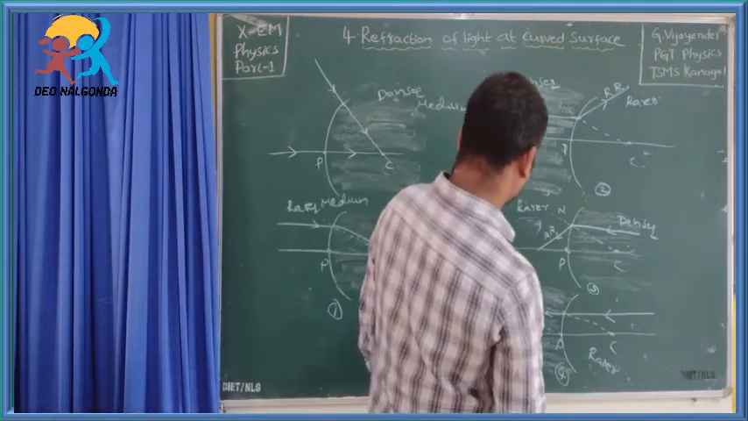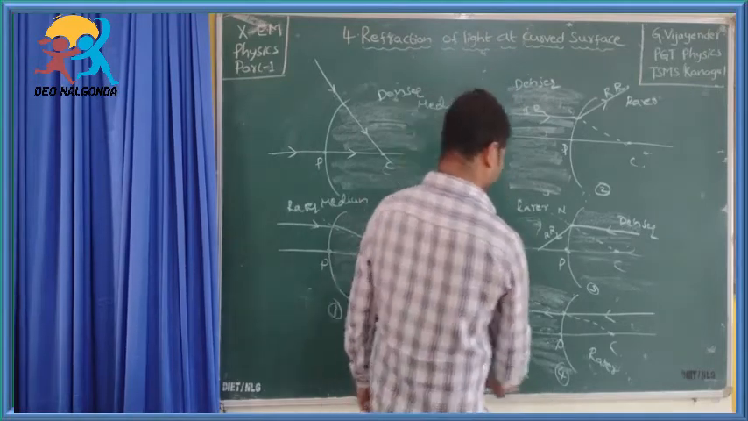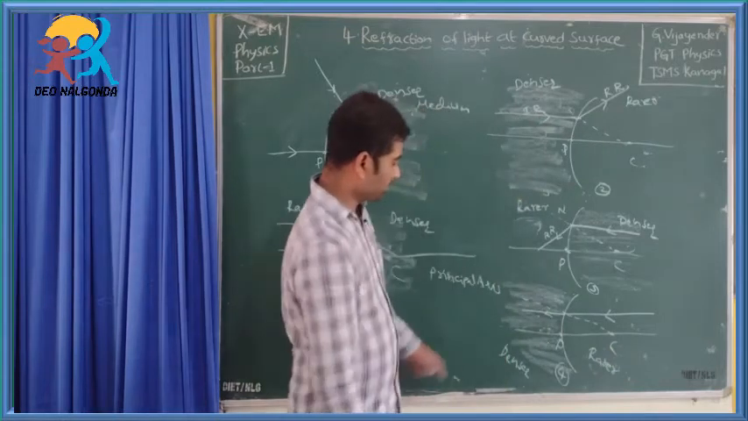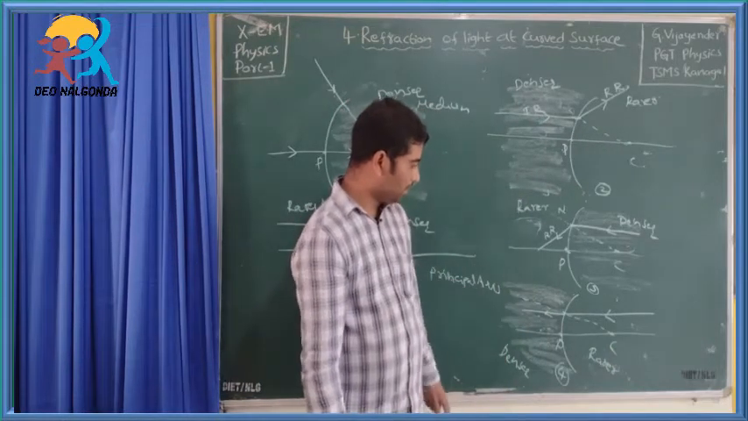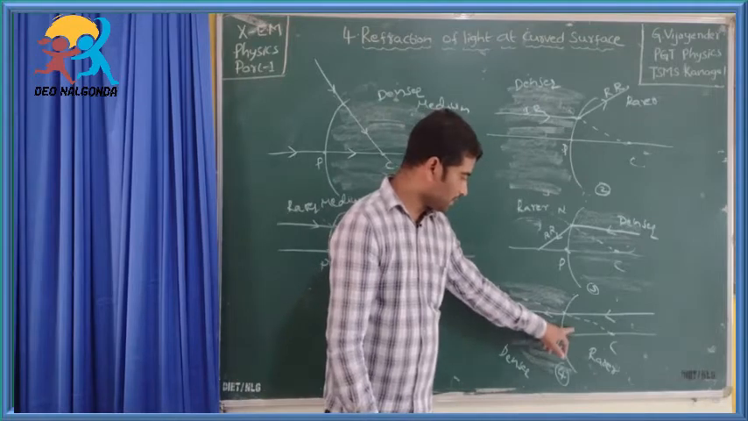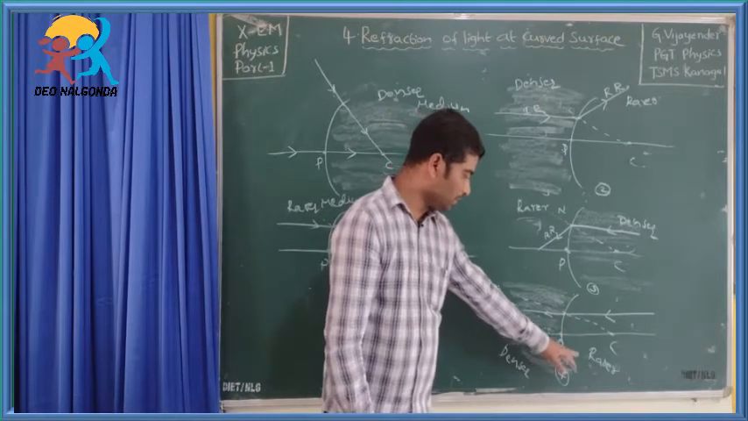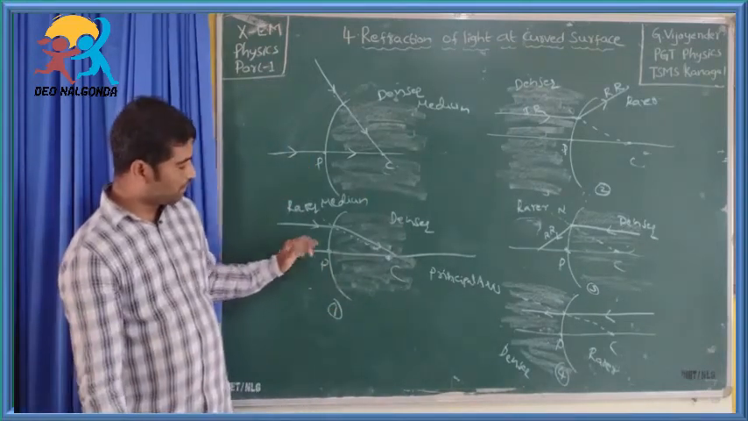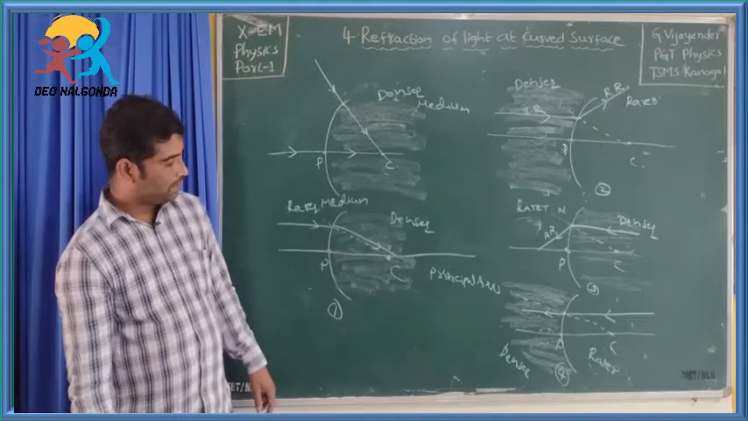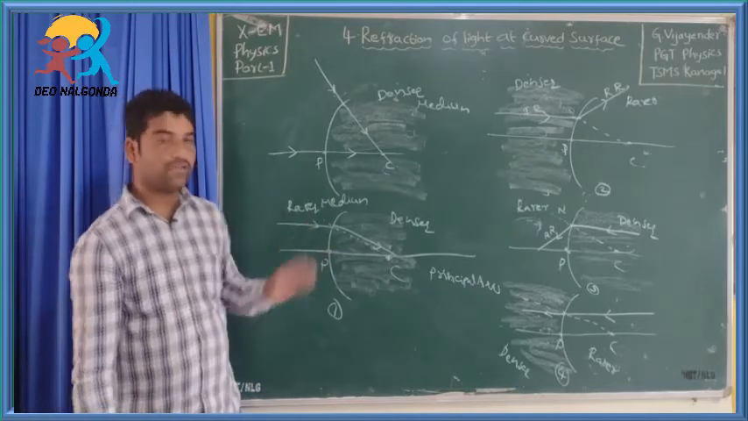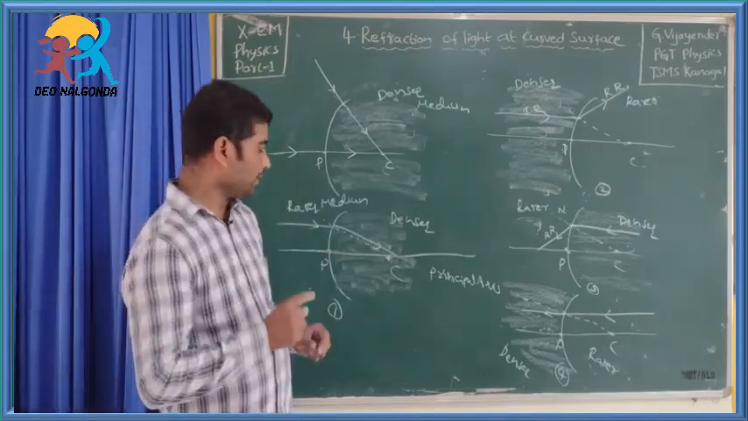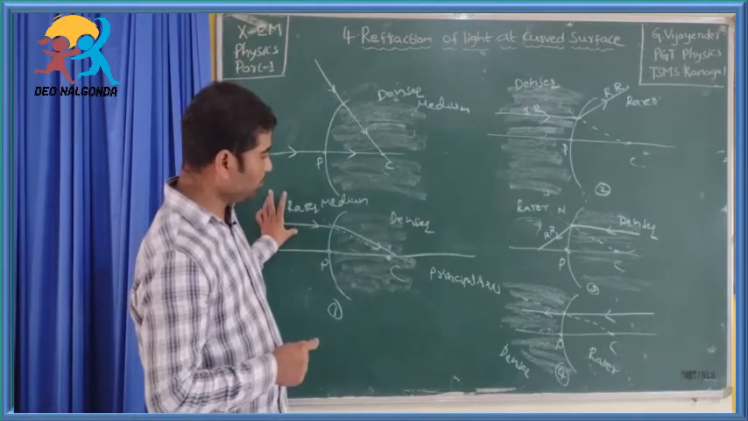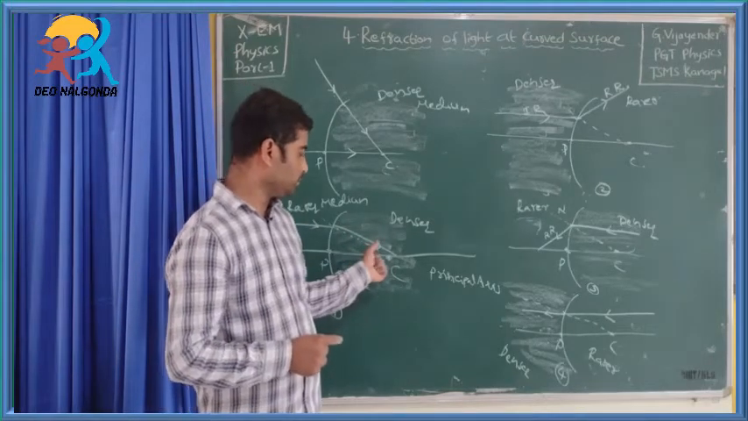In figure 1 and figure 4, light ray travelling from rarer medium to denser medium. After refraction, the refracted ray bends toward the normal. Here the incident ray is parallel to the principal axis and striking on a concave surface, travelling from the rarer medium to the denser medium. Here the light ray is travelling from rarer medium to denser medium, striking at a convex surface. Even though the striking surfaces are different, concave or convex, the refracted ray bends toward the normal. That means when the light ray travels from rarer medium to denser medium, the refracted ray bends toward the normal.